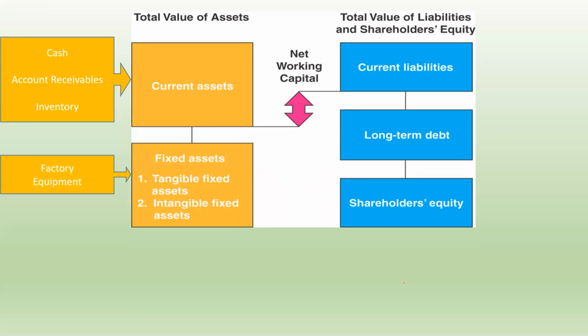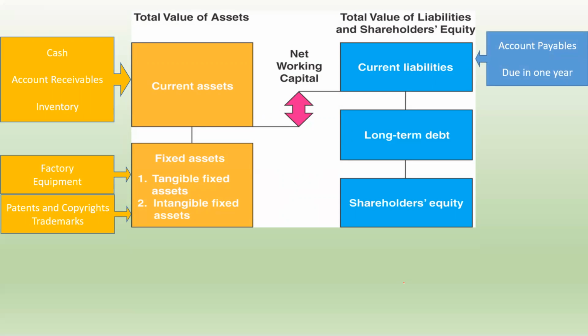Tangible fixed assets include factories, equipment, plants, office buildings, those physical assets. And intangible fixed assets include patents, copyrights, trademarks, something like that. And for current liabilities, accounts payable is, for example, credit provided by the company's suppliers. The company buys raw material on a credit line from its suppliers, and has to pay back those short-term debts within 60 days or 90 days.